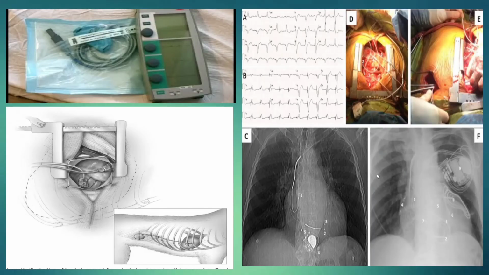These types of leads are going to be placed during cardiac surgery and then pulled out through the chest wall and stored. These leads are then going to be available to temporarily pace externally if surgeons need to, and they're actually going to use the same equipment as the transvenous pacing.